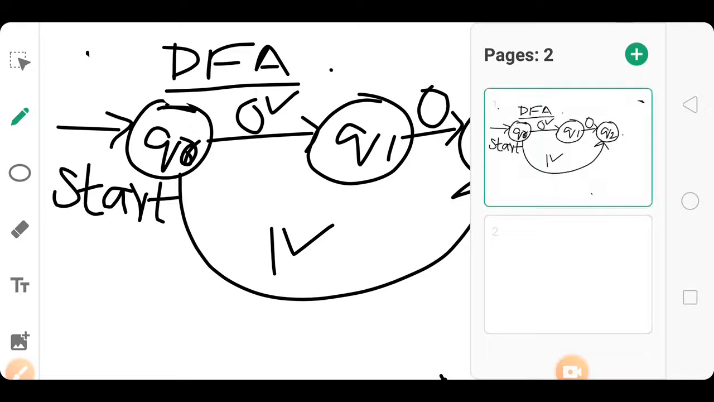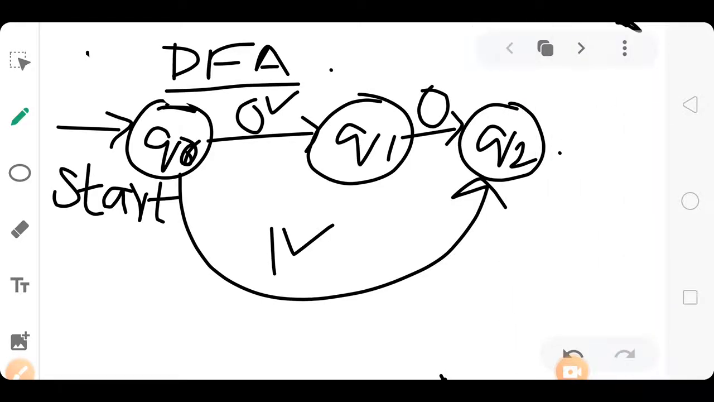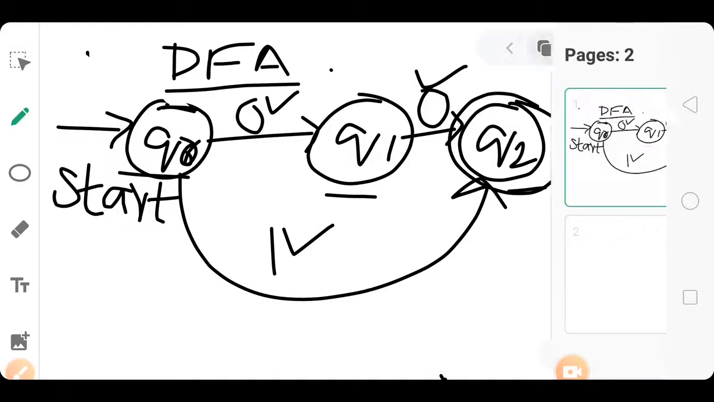You can see the DFA has three states Q0, Q1, Q2, and two symbols, and let us say Q2 is the final state. You have two input alphabets, one is 0 and another one is 1. So when coming to the representation of the DFA, it will be like this.